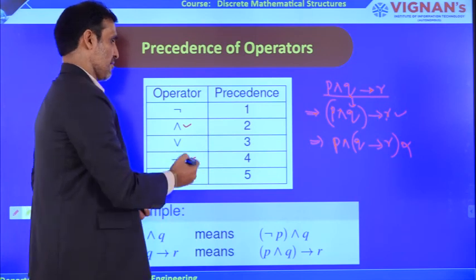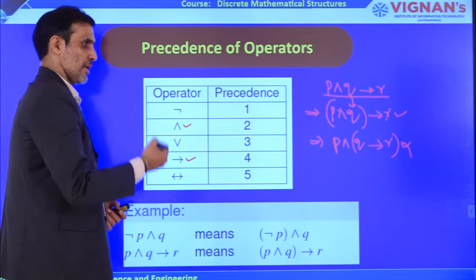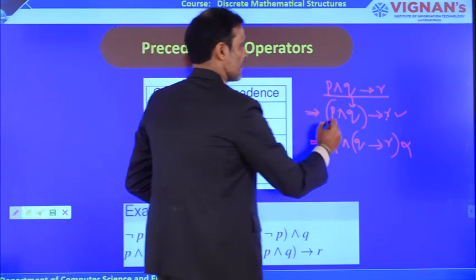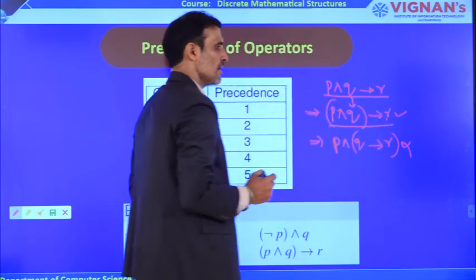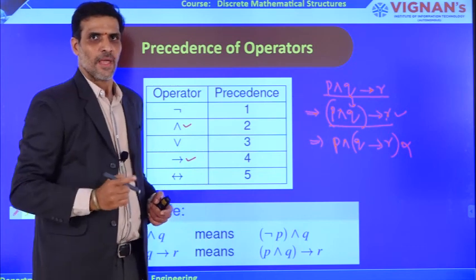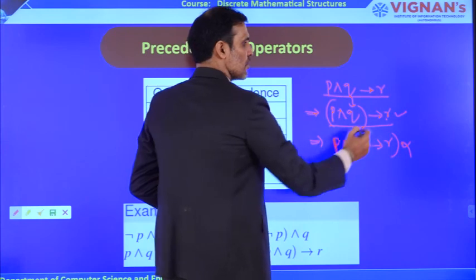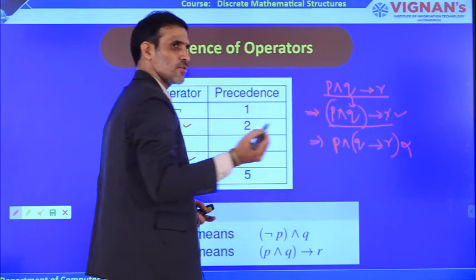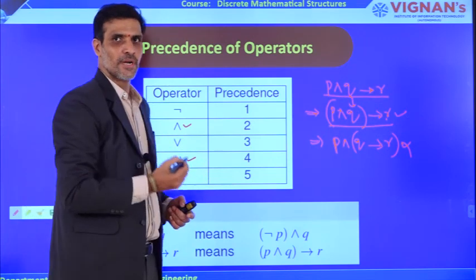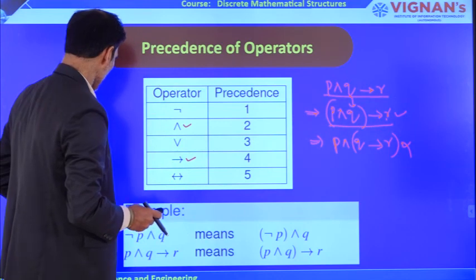So whenever a statement is given like this, then according to the precedence of the operator, you need to get the well defined statement for the given compound statement. Then only you can find the truth value. Otherwise, if you take it like this you will get one truth value, if you take it like this you will get another truth value. So there is an ambiguity. In that case you have to go for precedence of operators. So this is the importance of precedence of operators.